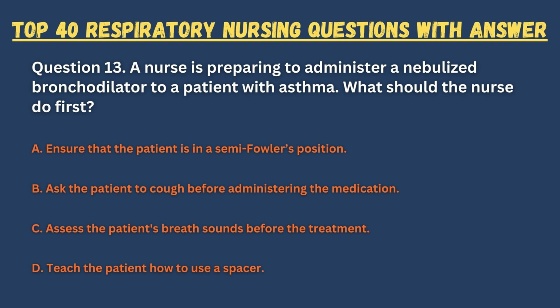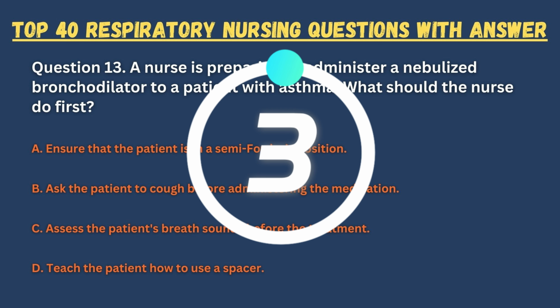Question 13. A nurse is preparing to administer a nebulized bronchodilator to a patient with asthma. What should the nurse do first? A. Ensure that the patient is in a semi-Fowler's position. B. Ask the patient to cough before administering the medication. C. Assess the patient's breath sounds before the treatment. D. Teach the patient how to use a spacer.